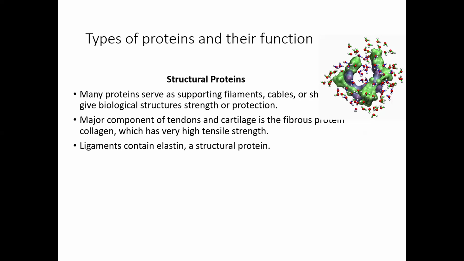A major component of tendons and cartilage is a fibrous protein, and we have collagen as an example, which is a protein with very high tensile strength. We also have ligaments that contain elastin, which is a structural protein also. This structural protein can be found in many parts of the body, especially the skin.